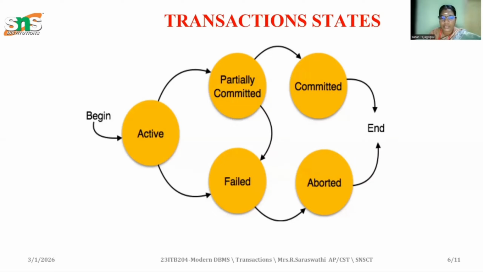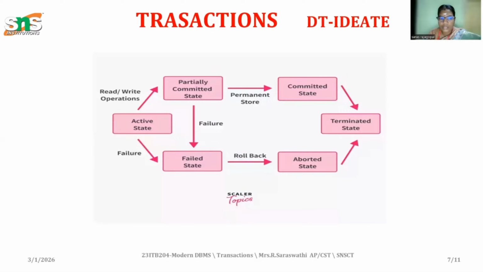If it is partially committed, it may fail, or the memory may be allocated for other transactions, and it goes to the failed state. Again, it processes the abort state. In the process, it determines whether the transaction is partially committed or failed. If it is failed, the transaction is aborted. These are the transaction states, whether read or write operations: active, partially committed, then committed.